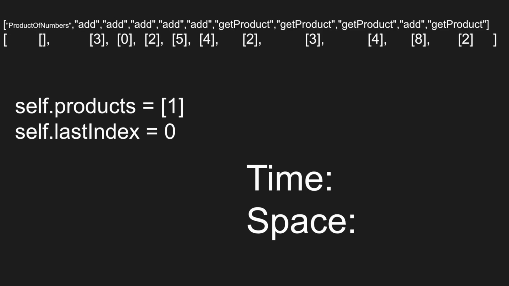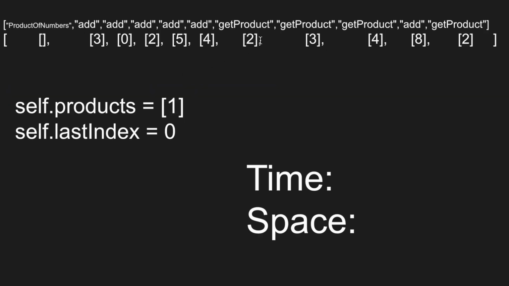And each time we want to add an element to products, we will multiply whatever we are adding by the element at the last index of products, and then we will increment last index by 1. The only exception is if we come across a 0, then we will reset products to just an array with an element of 1 inside, and then reset last index to 0.